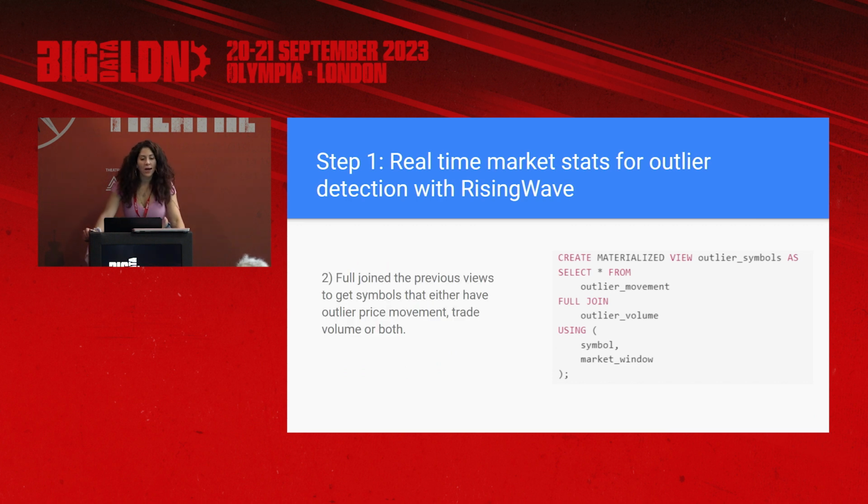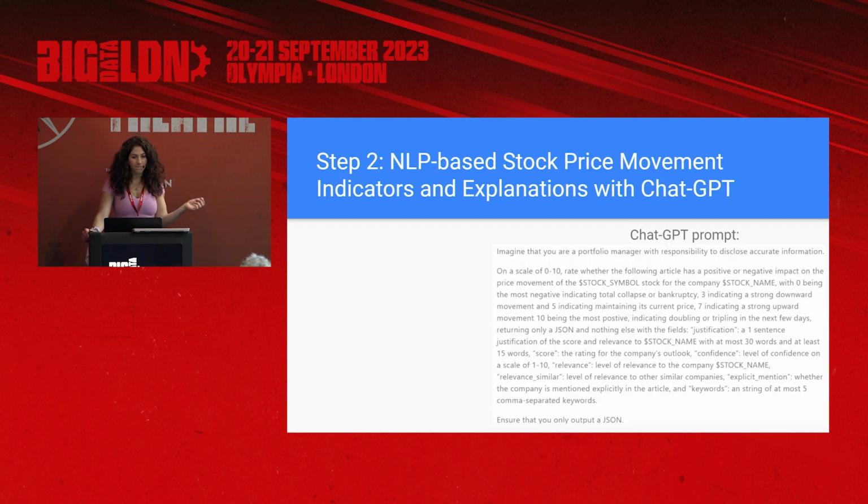And then 2, fully joined the previous views to get the symbols that either have outlier price movement, trade volume, or both. Then we defined a user-defined function, a UDF, that takes a stock symbol and an article and some enriched data, it returns some enriched data centered around a stock price, indicator score, and a 1-sentence justification.